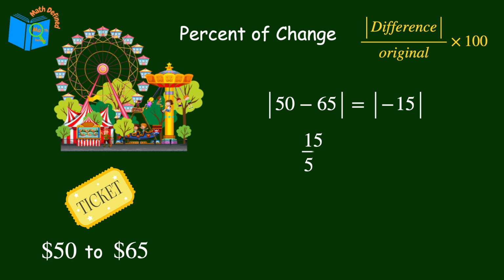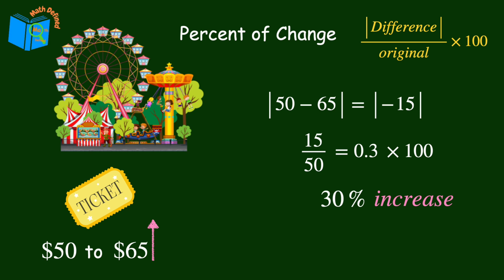Next, we'll divide the difference by the original price. 15 divided by 50 is 0.3. We'll multiply by 100 to turn it into a percent. 0.3 times 100 is 30%. Now, is that a percent increase or decrease? Let's look back. The ticket price went from $50 up to $65. That's a price jump. So we can say the cost of one ticket increased by 30%. We better save up for snacks now, too.